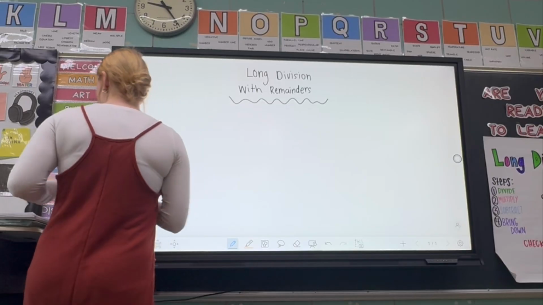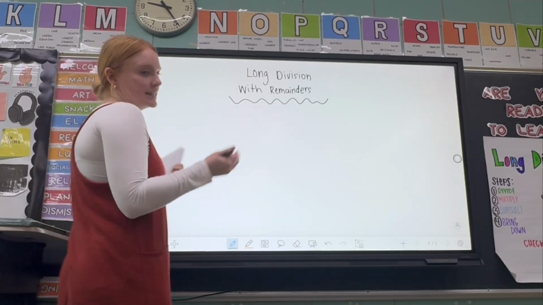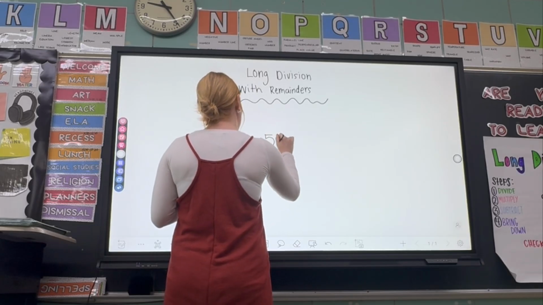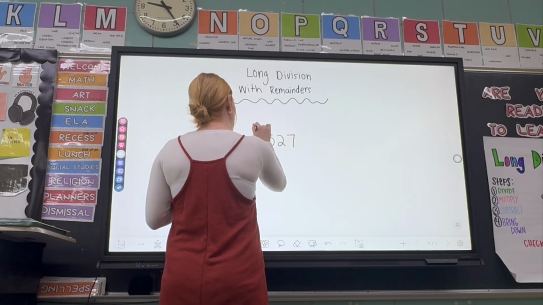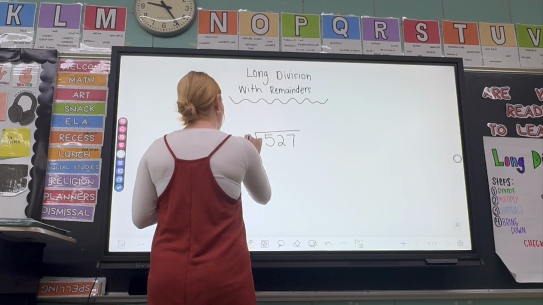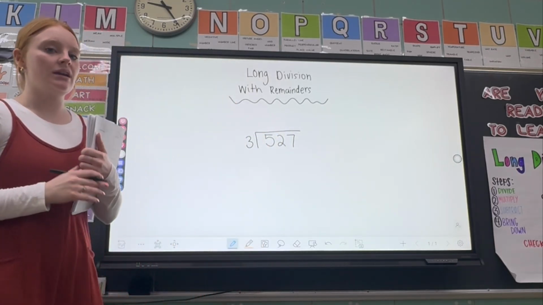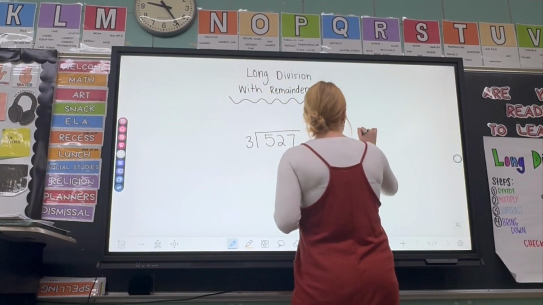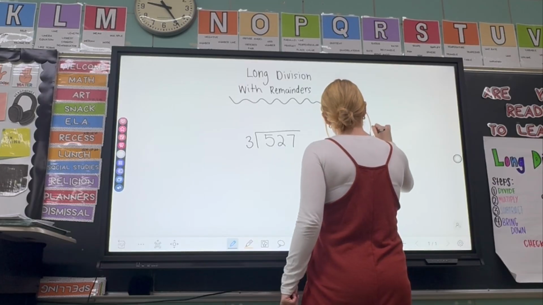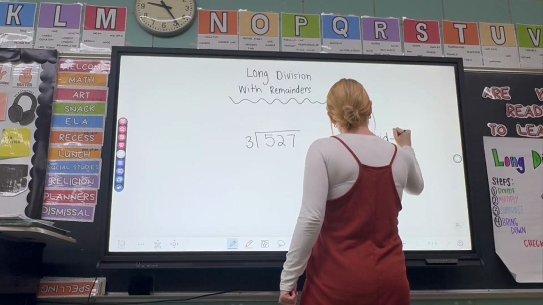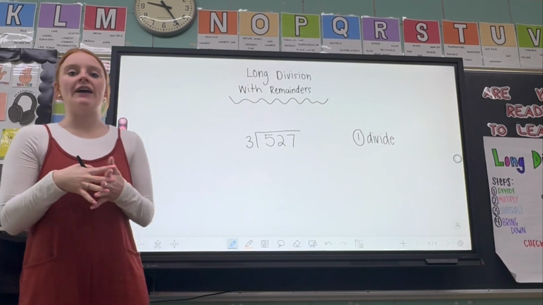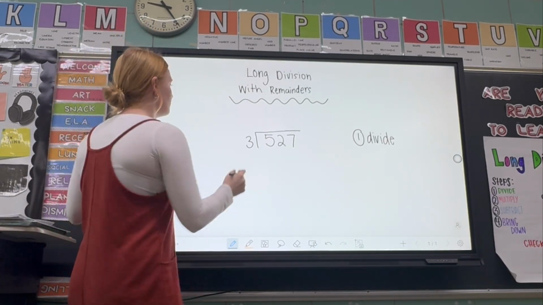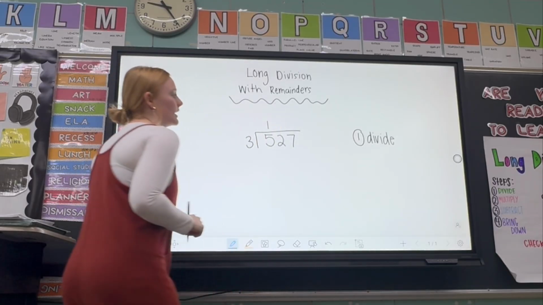So long division with remainders. Let's do an example problem. I have 527 divided by 3. So first, I'm going to do step 1, which is divide. How many times does 5 go into 3? I know 5 goes into 3 one time, so I'm going to write the number 1 right there.